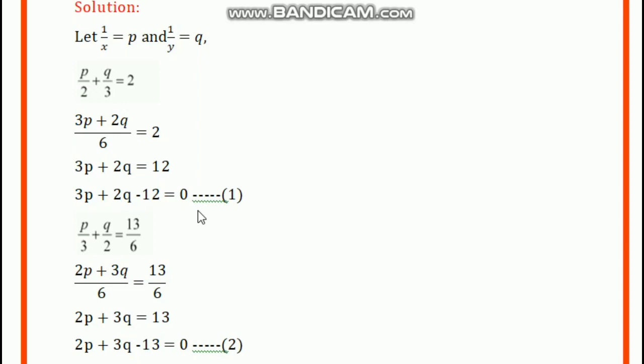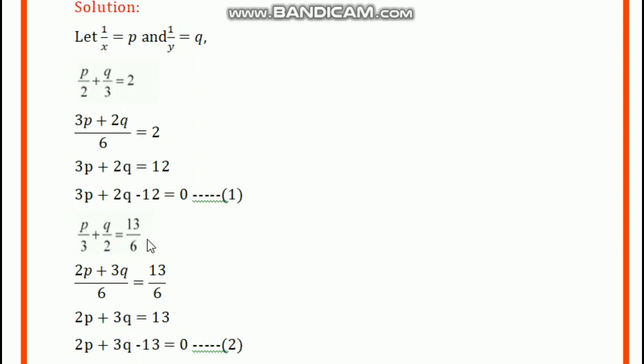Actually, here I am going to use the cross multiplication method. For that purpose only I converted into general form. Otherwise, you can keep it as it is. In case you are going to use some other method, the substitution method or elimination method, you can keep it like this. Then the second equation: p by 3 plus q by 2 equal to 13 by 6.